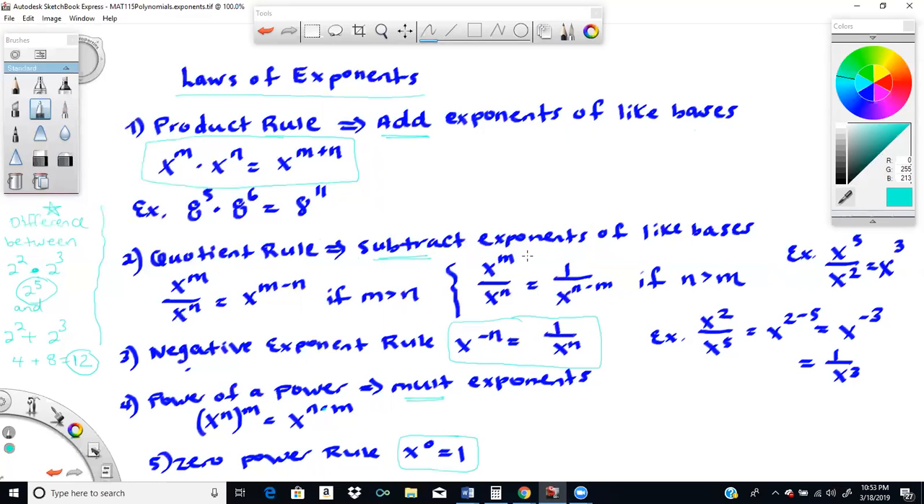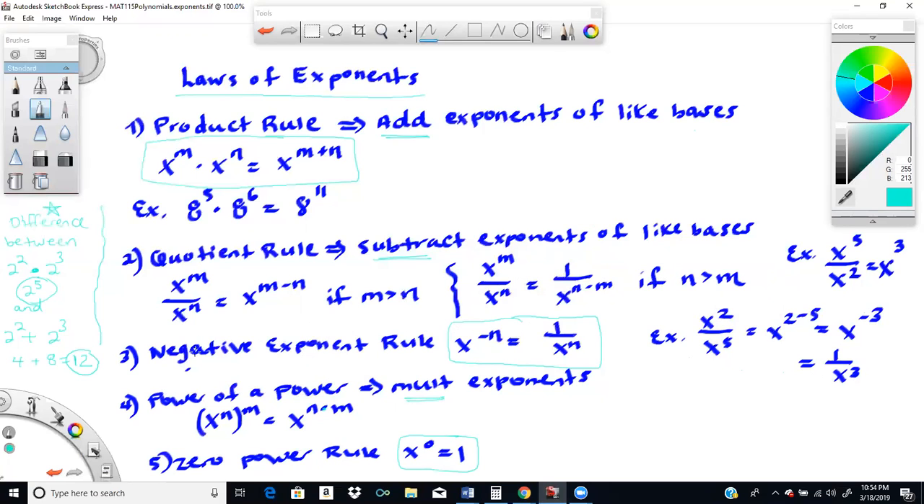Quotient rule, you subtract the exponents. And so I gave you two scenarios. Scenario 1 is when the top exponent is greater than the bottom. Scenario 2 is when the bottom exponent is greater than the top. So you get two different outcomes here. So when the top is greater than the bottom, then you don't have to worry about getting a negative exponent. However, when the bottom is greater than the top, then depending on how you work it, you may get a negative exponent. Okay, so if I have x to the 2nd over x to the 5th, you may say x to the 2 minus 5, which gives you x to the negative 3. And normally they want it written with a positive exponent.